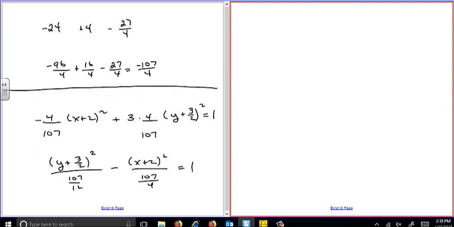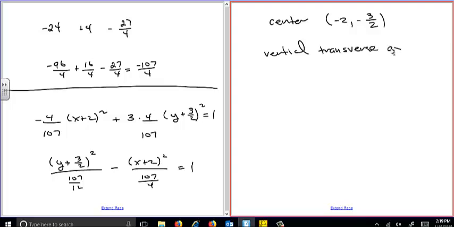So at this point, let's just go to decimals. So we've got the center is going to be, well, here with the x, you're going to have x equal to -2, and you're going to have y equal to -3/2. I'm still leaving this as a fraction, but a and b will do as decimals. So that's the center. Because the negative is with the x, we're going to have a vertical transverse axis.